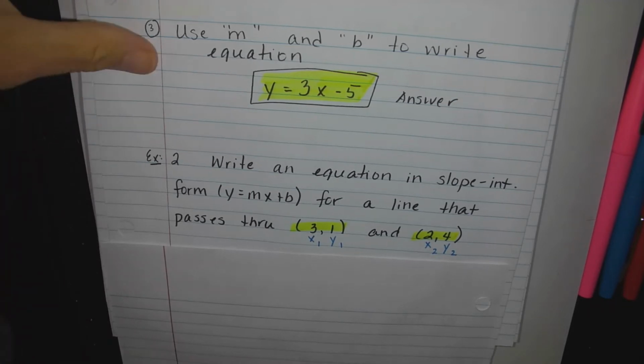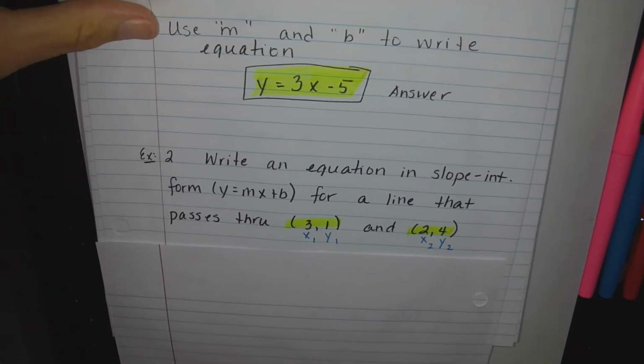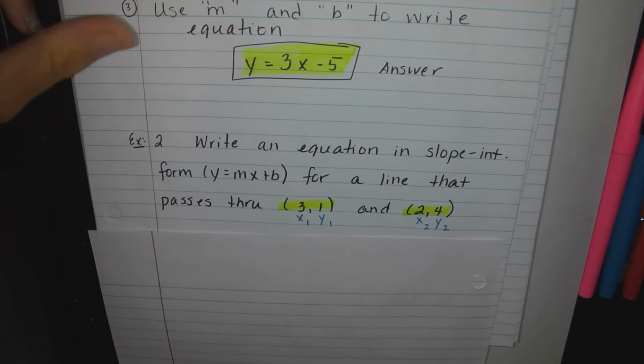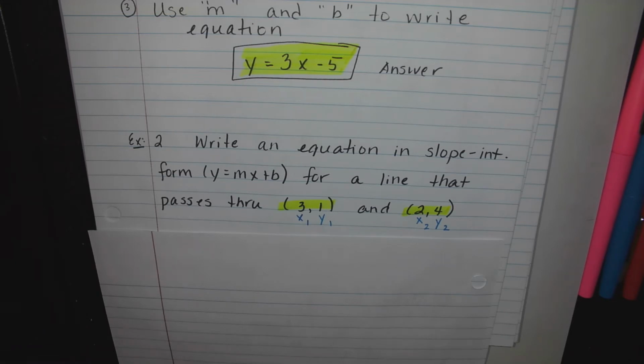Okay, directions are: write an equation in slope-intercept form for a line that passes through (3, 1) and (2, 4). Whoever's paying attention, what's different about example 2? Because you like 2x and y. 2 points. Yeah. What does it not give you? The slope. You see the difference? Given. What are you given?